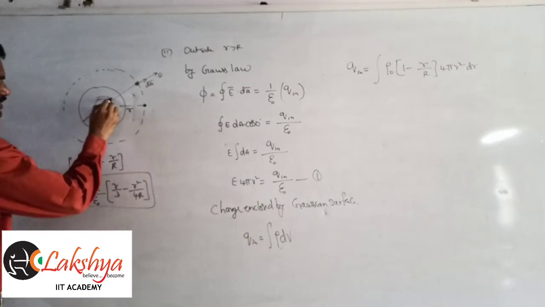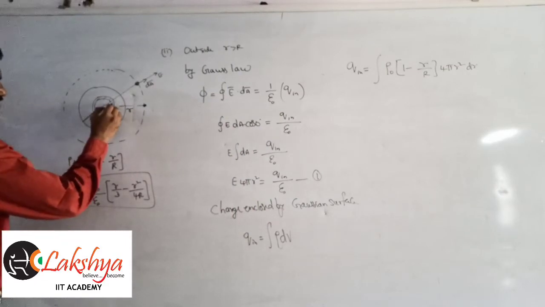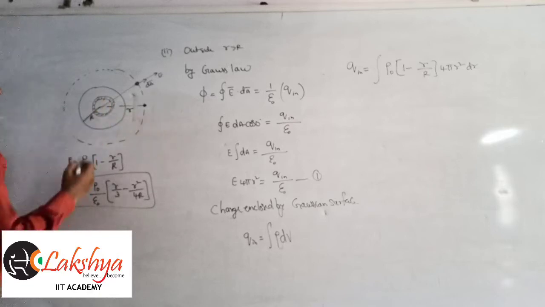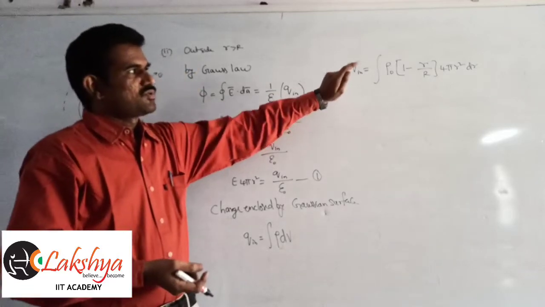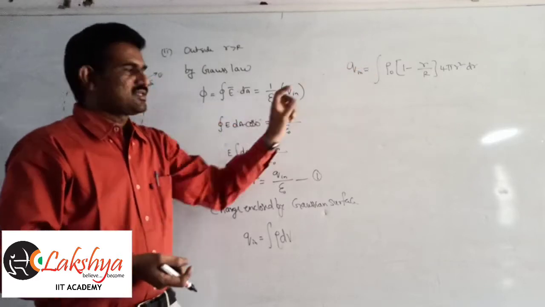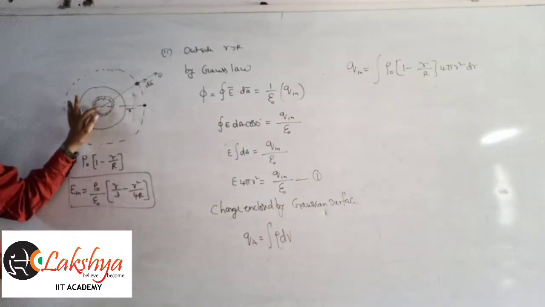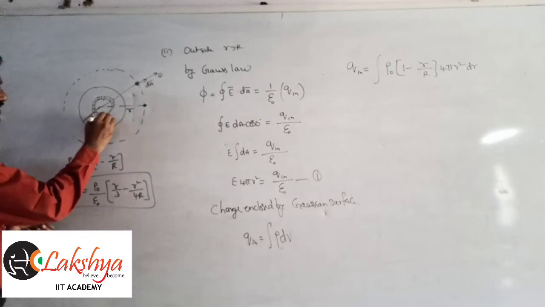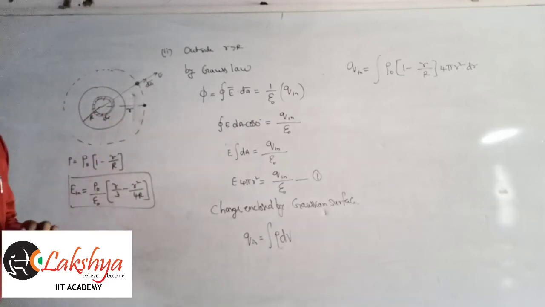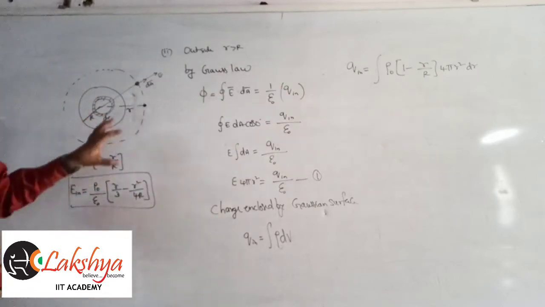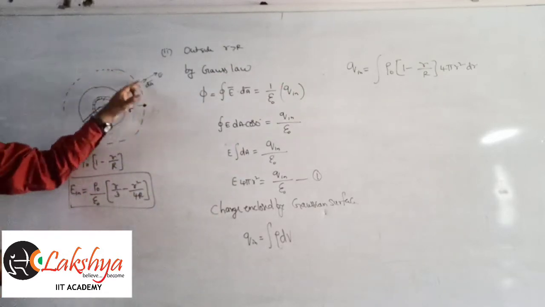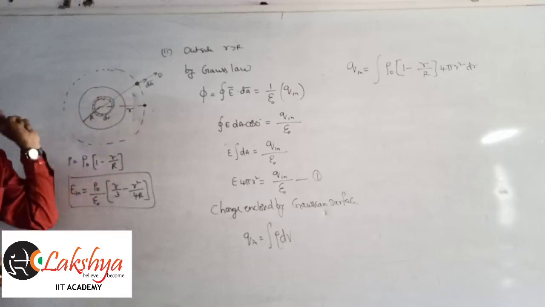For this first, we write the charge enclosed in this element. So the volume of that element we are writing here: 4 pi r square is the surface area of this element, and into dr is the volume of this element here, right? And now the limits we need to consider here are the charge enclosed by the Gaussian surface; this dotted sphere is our Gaussian surface.